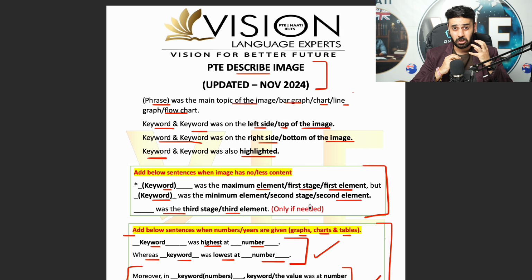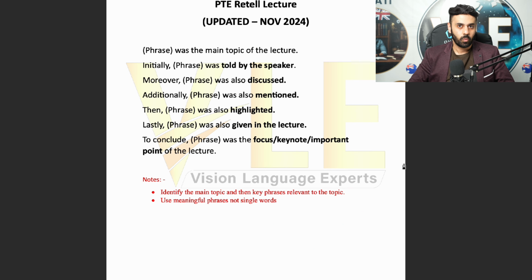So that means if you're taking too many pauses, too many fumbles, you're going to get penalties. Okay, so this is very important. Let's talk about Retell Lecture. What has changed in Retell Lecture?